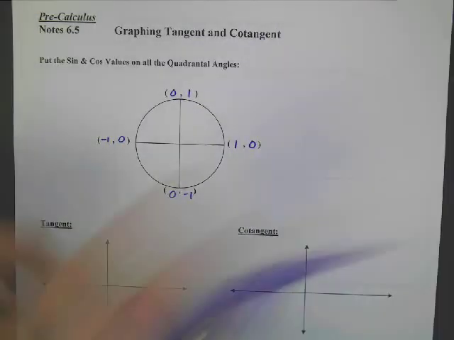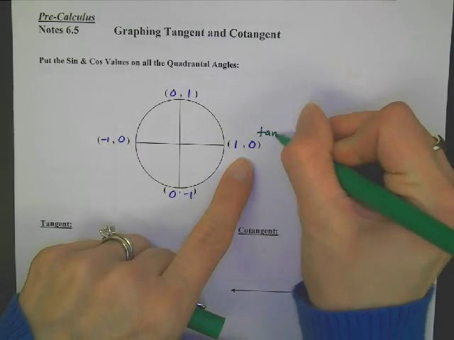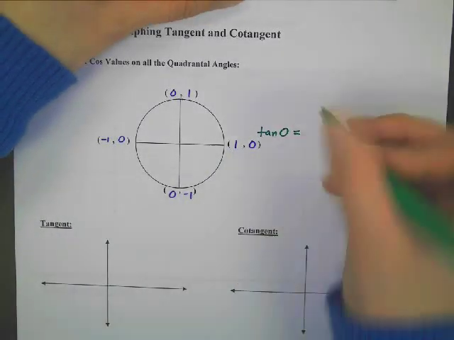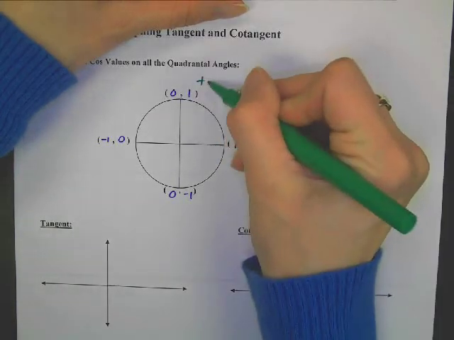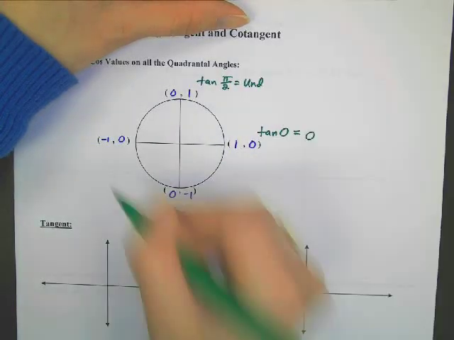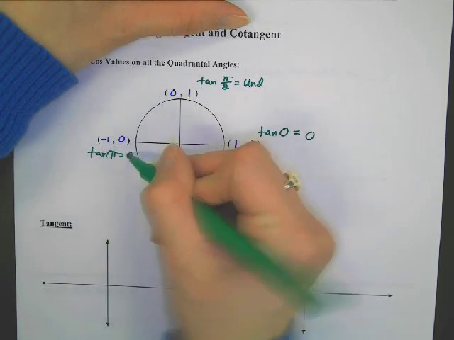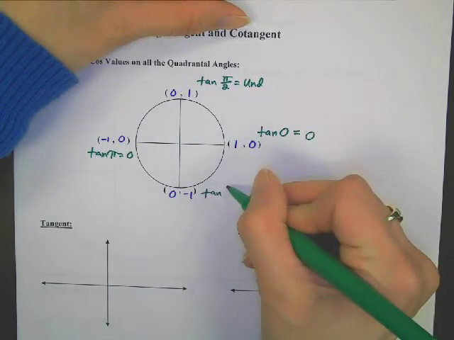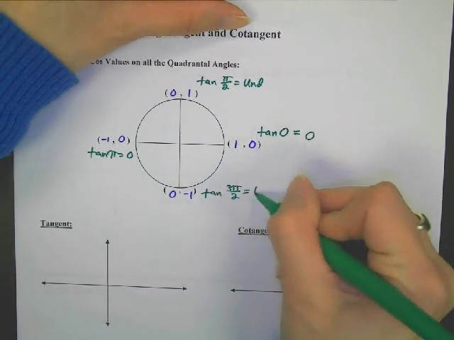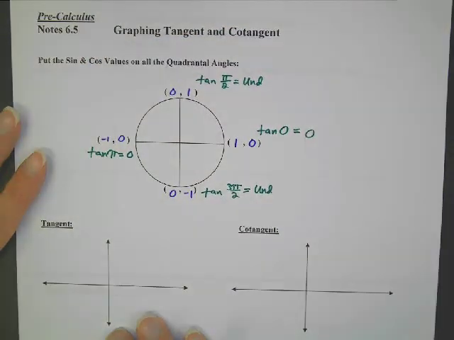Now, let's talk tangent. Tangent of 0 is sine over cosine, and that would be 0. Tangent for pi over 2 is undefined. Tangent for pi is 0 again, and tangent for 3 pi over 2 is undefined. Let's take this information and put it here on a graph.